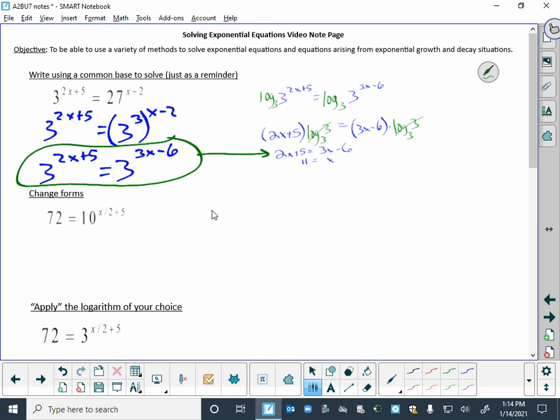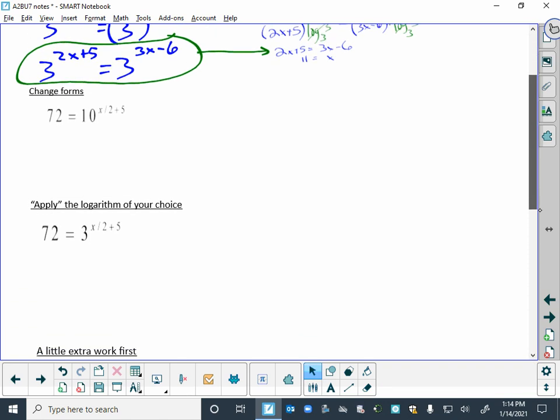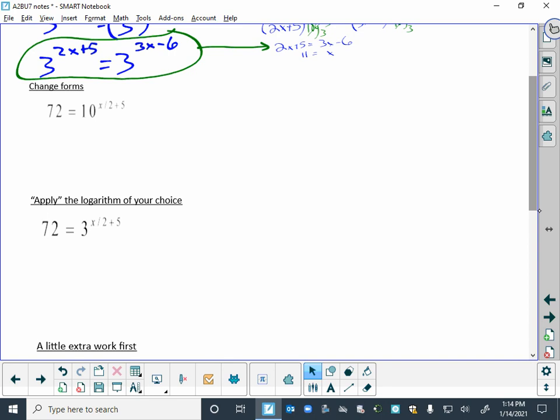All right, our second one here. We're going to take a look at solving 72 equals 10 to the x over 2 plus 5 power. On this one we see a 10 to the power on one side, so we're going to change the form here by changing this from its exponential into its logarithmic form. And so normally y equals b to the x, right? That's what we're thinking here.